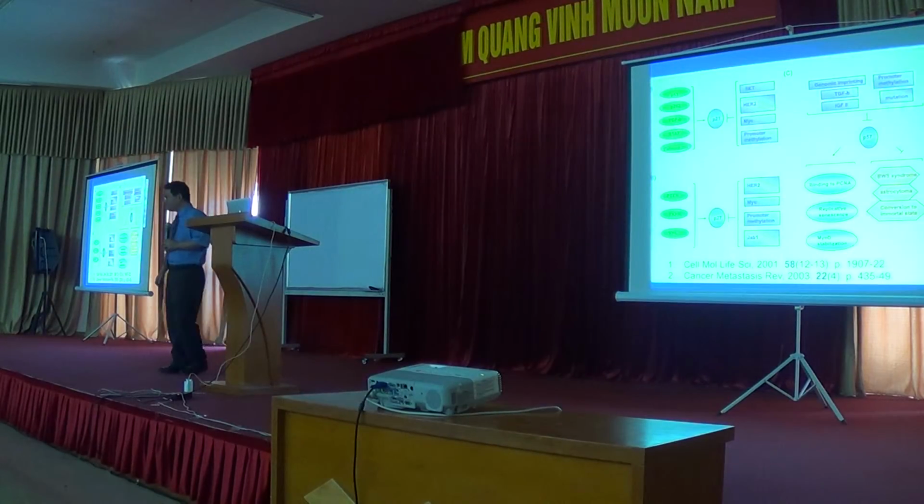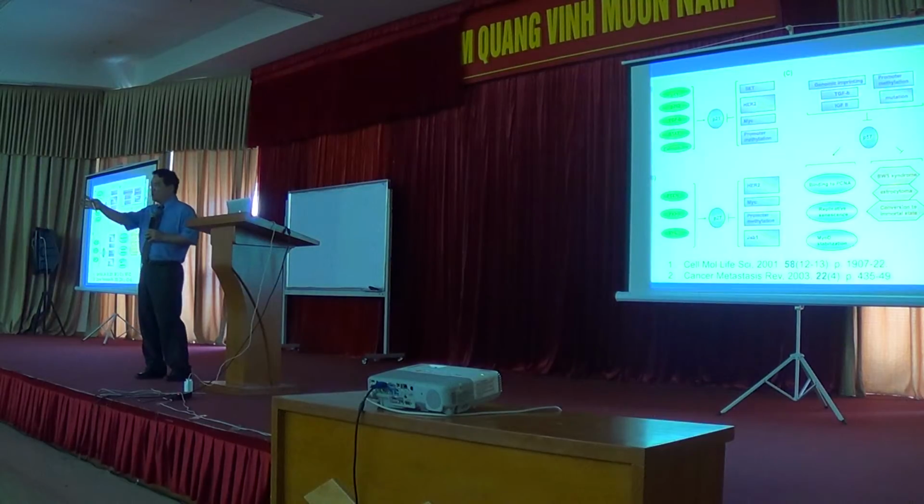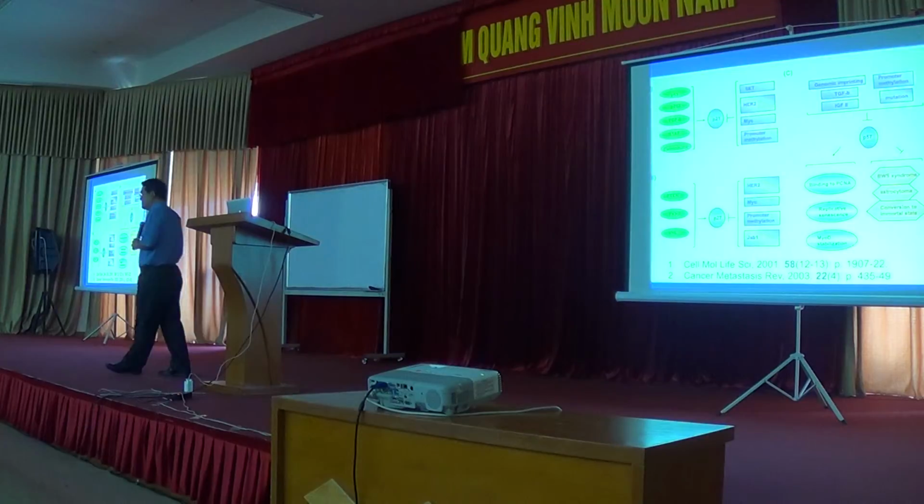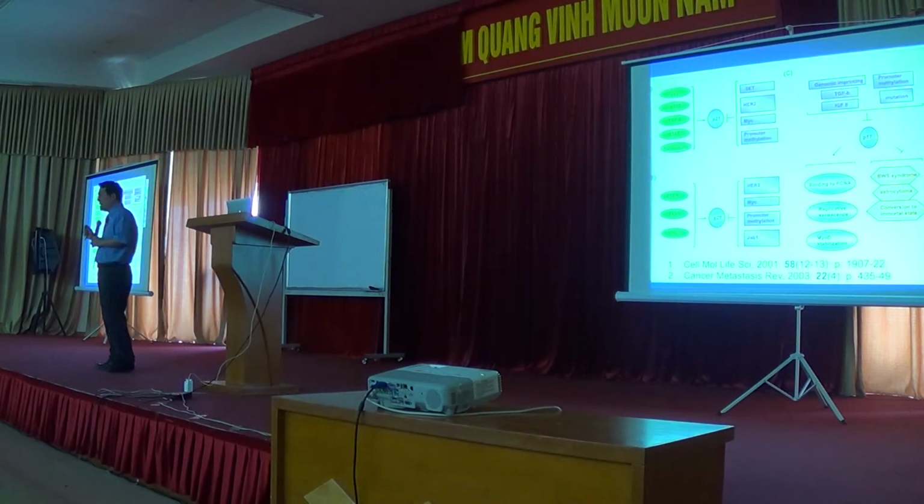p57, unlike p21 and p27, usually these are expressed through both alleles from our father's side or mother's side. You, myself, the p57 gene only expressed from mother's side. So this was called genomic imprinting.